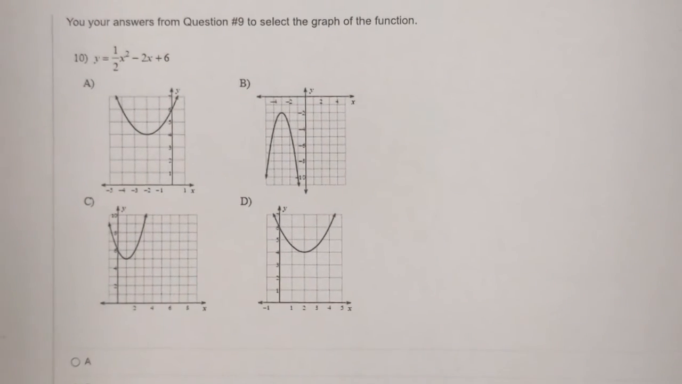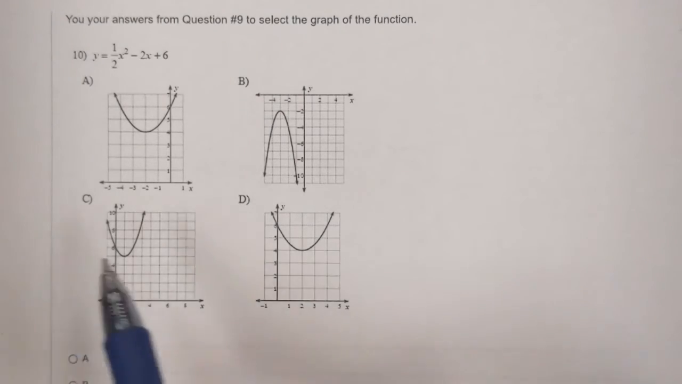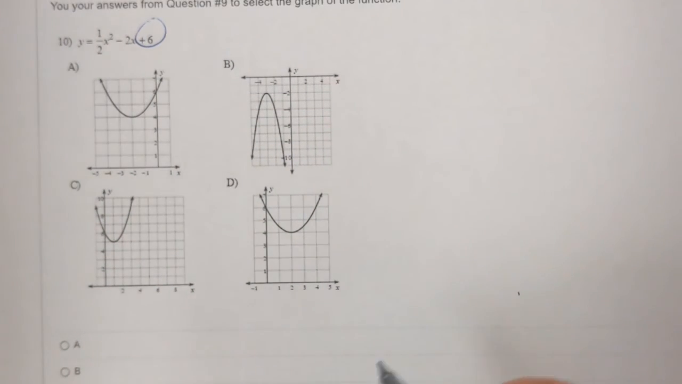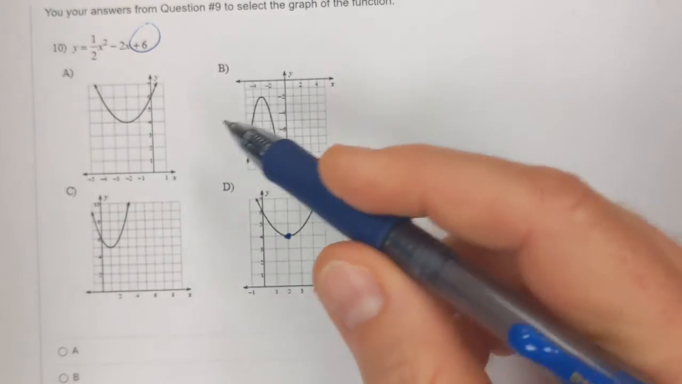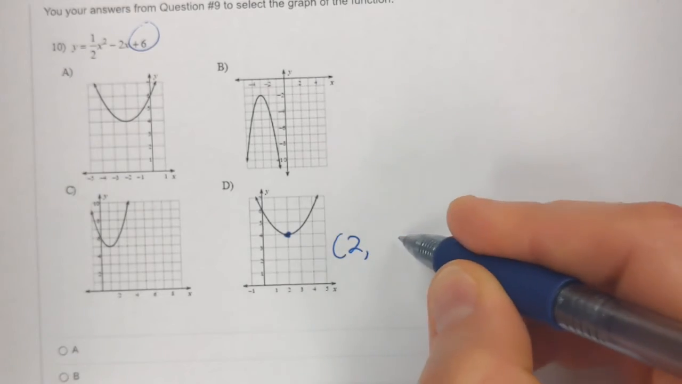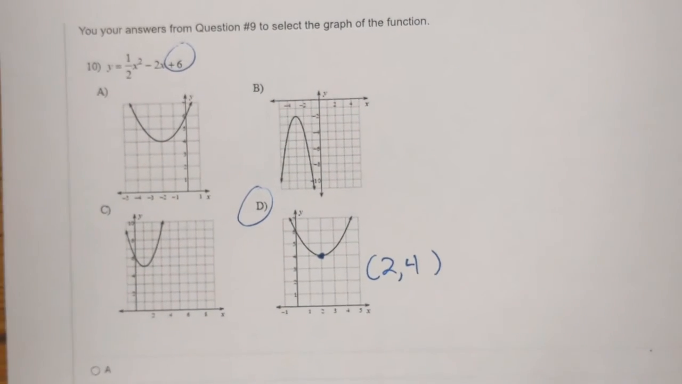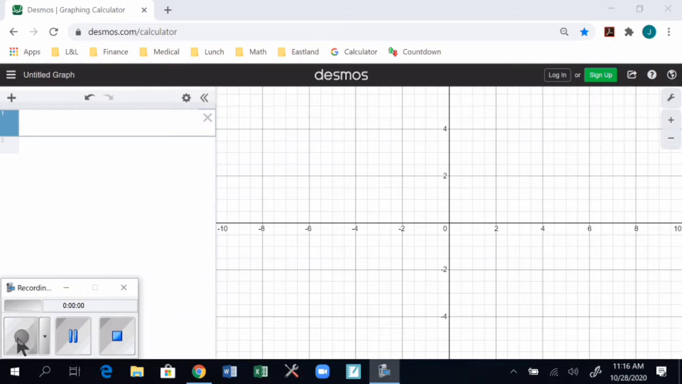So as I start to look at my choices for number 10, my choices start to make sense. Notice that none of these choices cross the x-axis, and that's because the zeros are imaginary. They're not going to have any x-intercepts. Here, the y-intercept is 6. We're in luck in this one. The only graph among my choices with a vertex at 2 comma 4 is D. So my graph is going to be D. It doesn't have any x-intercepts, and that makes sense because the zeros are imaginary.